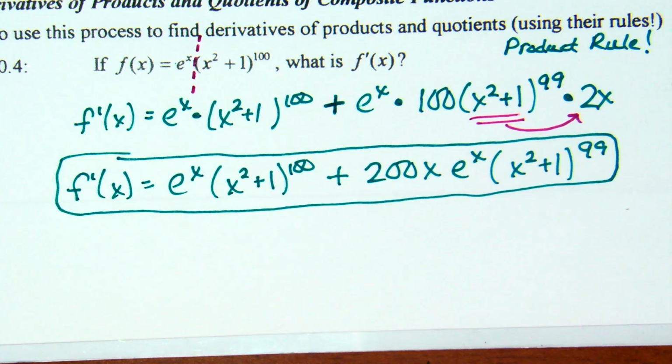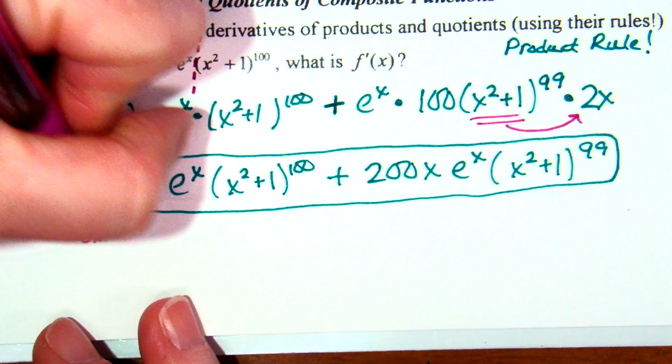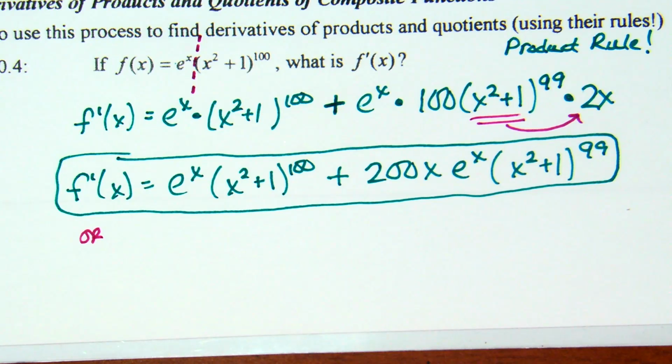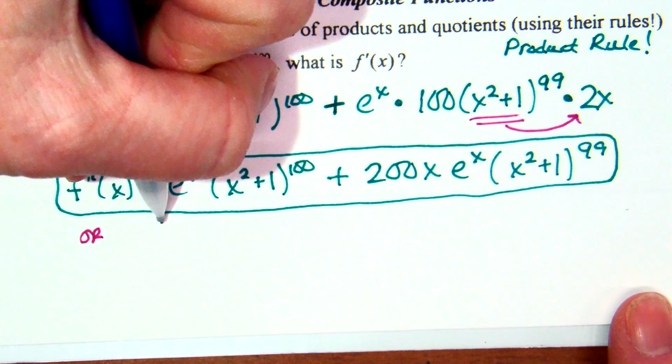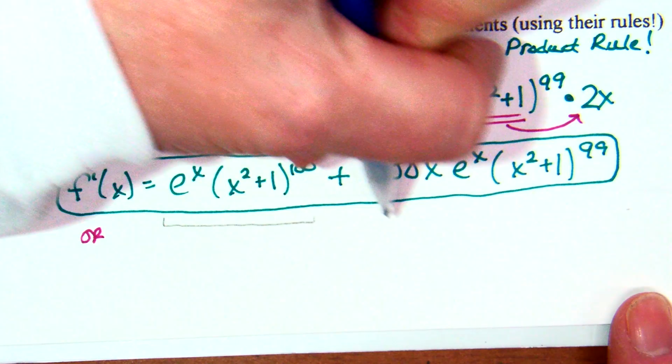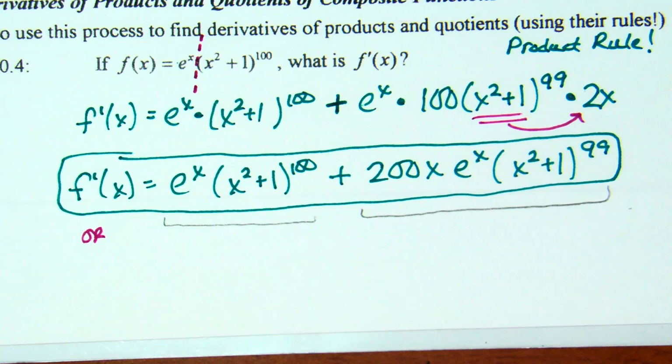However, we're going to try one other thing. We're going to get kind of fancy here. As it is right now, can you agree that we have two big terms? We have this e to the x times (x squared plus 1) to the 100th, and we have this 200x e to the x times (x squared plus 1) to the 99th. We can factor out a GCF here. Actually, we can factor out a couple of GCFs. What GCFs do these two terms have in common?